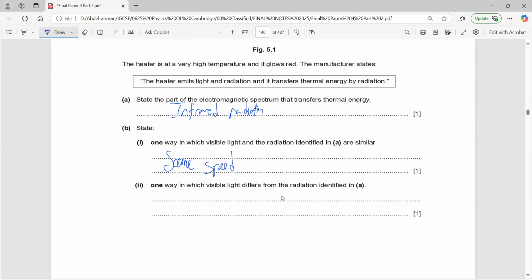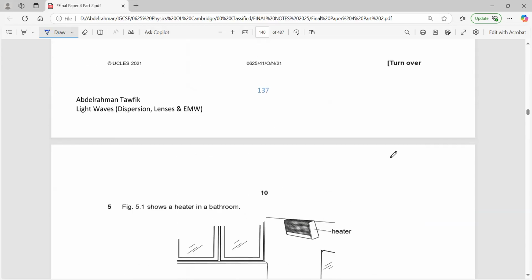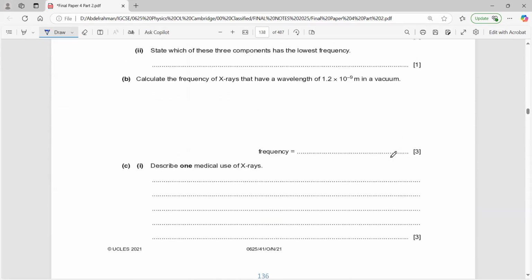One way in which light is different from infrared radiation: light has a higher frequency, or you can say it has a shorter wavelength. These are all some questions.